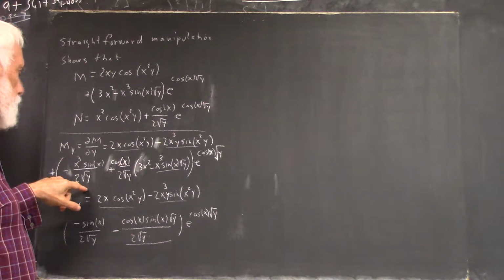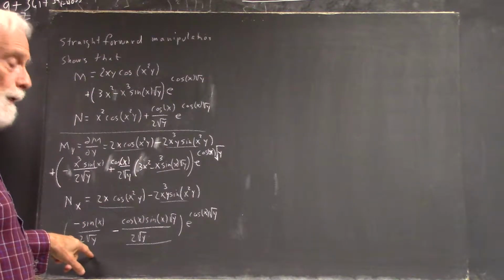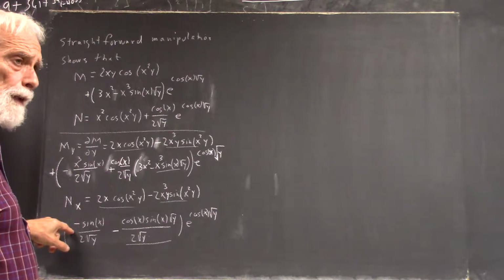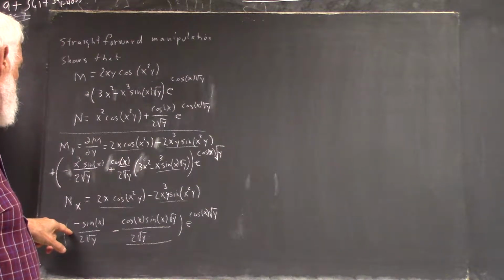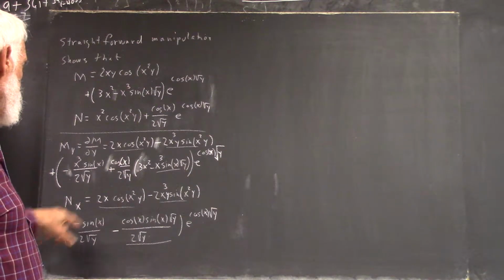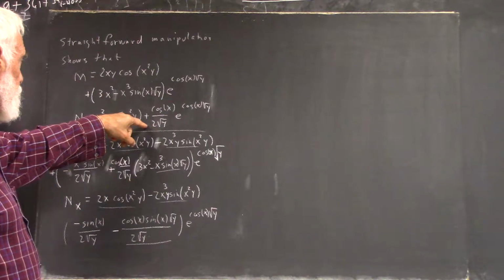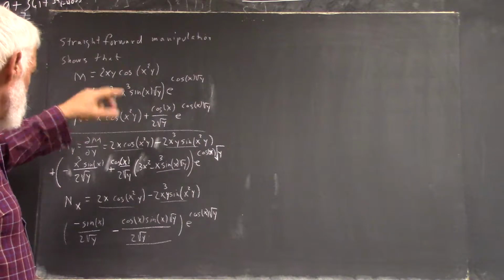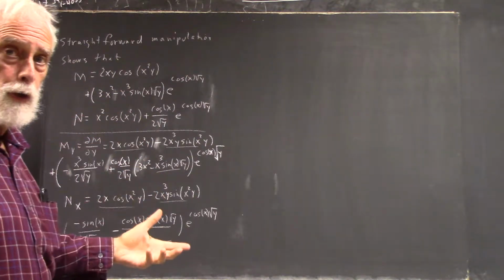x cubed sine of x over 2 square root of y, doesn't match up with the sine of x over 2 square root of y. The signs match up, but I don't have an x cubed here. And where did this one come from? Came from the x derivative of this. This came from here. So somehow everything matches up except that, so we're going to go on.